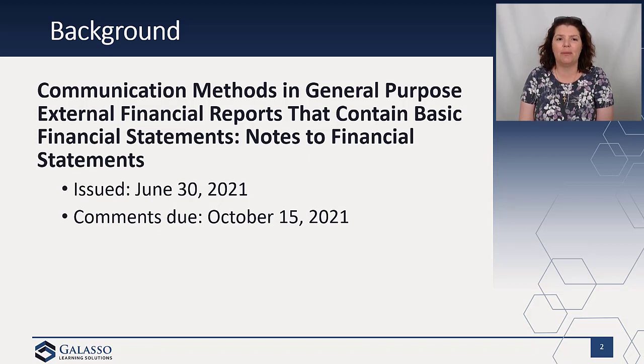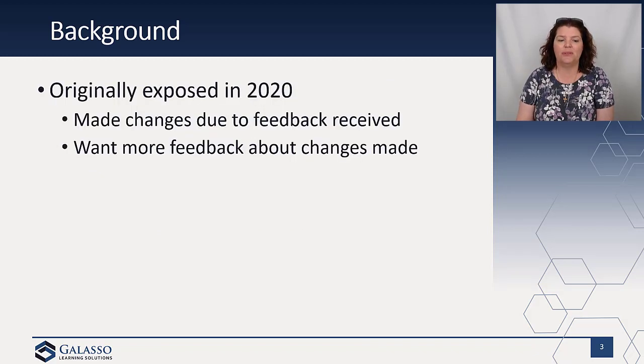The title of the proposal is Communication Methods in General Purpose External Financial Statements that Contain Basic Financial Statements, Notes to Financial Statements. And this is not the first time around. This was originally exposed back in 2020. However, they got some feedback, specifically in the area of what does it mean to be essential, and they made some changes based on that. However, they also want our feedback on the changes that they made. And so instead of putting it out there as final, they made the decision to re-expose it for a second round of comments.